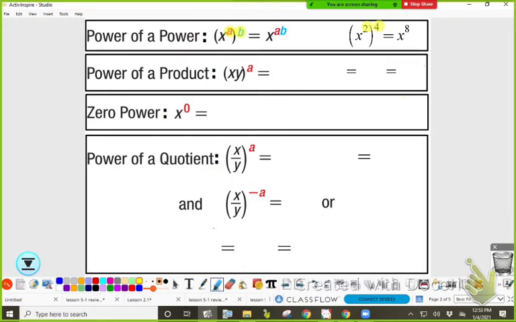Now in parentheses, I have two different things. I have an x and a y. When that happens, you're going to distribute that exponent as an exponent to everything inside the parentheses. So this would become x to the a times y to the a.